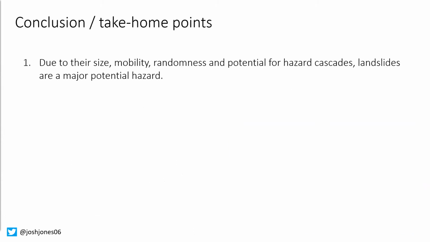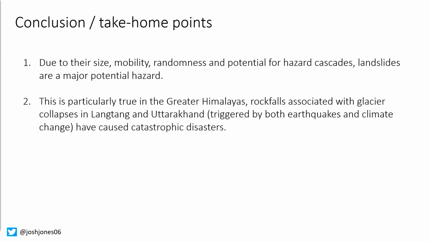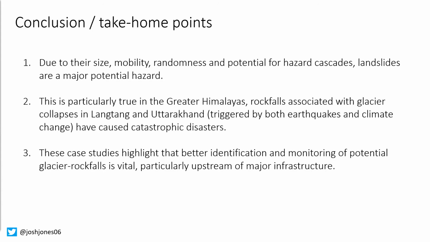So to conclude, due to their size, mobility, randomness, and potential for cascades, landslides are a major geohazard. This is particularly true in the greater Himalayas, where these examples demonstrate that massive rockfalls associated with earthquakes, glacier collapse, and climate change have had some catastrophic disasters. And this really highlights the need for better identification and monitoring of landslides, particularly upstream of major infrastructure. That's everything I want to say.